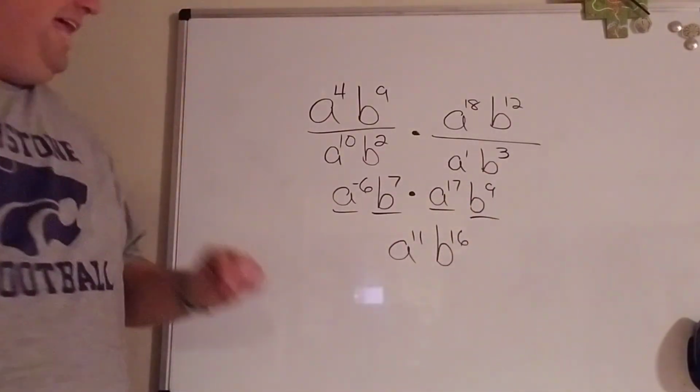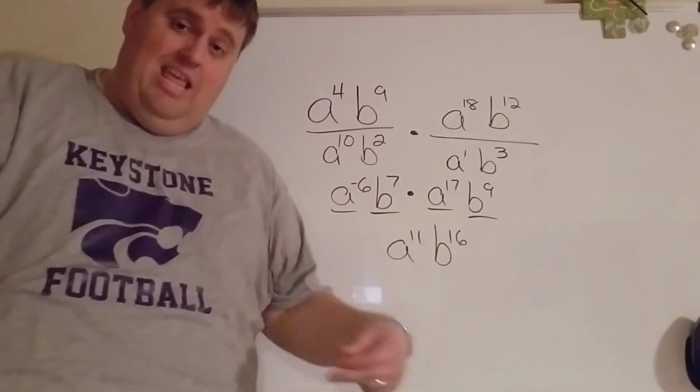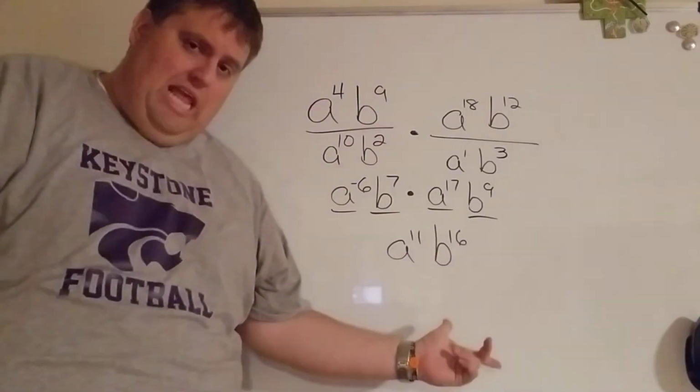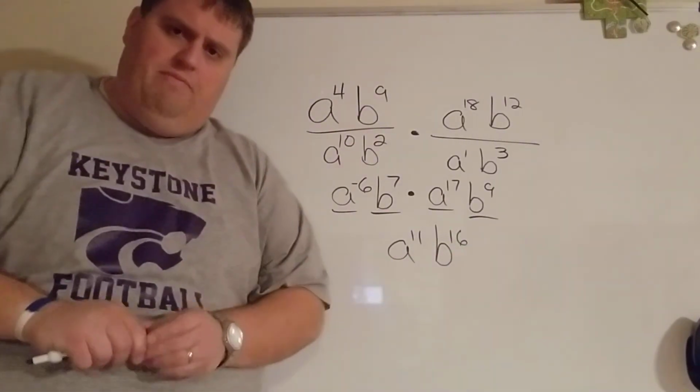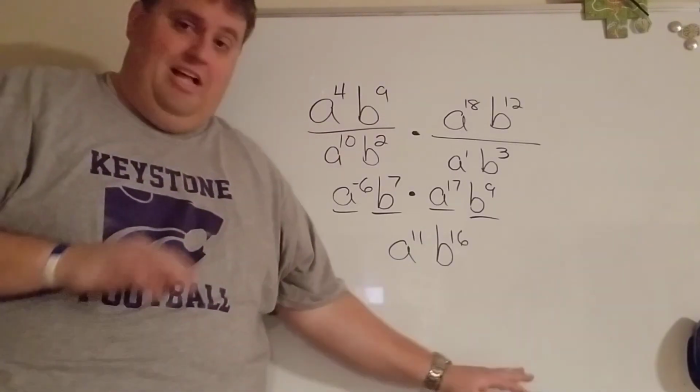Now, the very last thing I would do is check to see if any of them are negative. Then I would fix those. So if either of those turned out to be negative there, then I would rewrite them in fraction form. Okay? A lot of stuff.